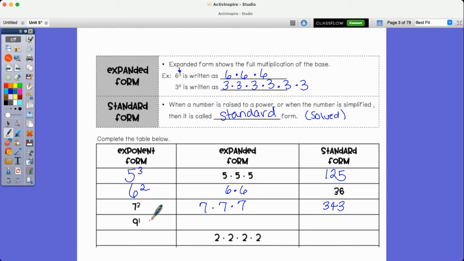Okay, 9 to the 1st power. I have 1 9. So my answer is 9. Okay, but this next one, how many, my base is 2, and it's to the 4th power. 2 times 2 is 4. Times 2 is 8. Times 2 is 16. Good job.